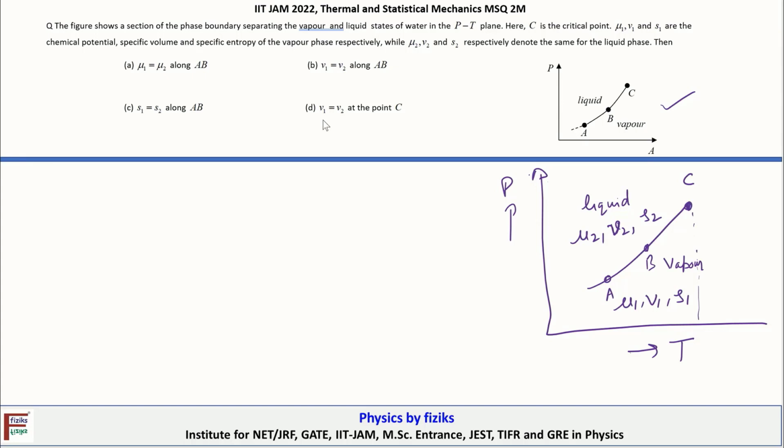Okay, so we have to figure out the correct option out of these given 4 options. If you just recall what you have learned in thermodynamics, along the common line that exists between 2 different phases, from A to B, along the line AB, the condition that should be valid is mu1 equal to mu2, because this is the line where both of these 2 phases coexist.